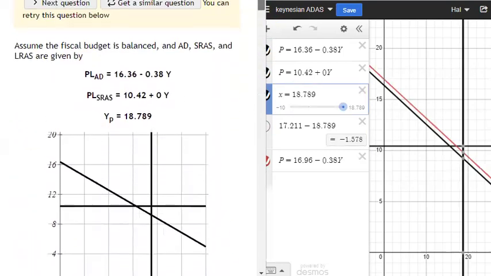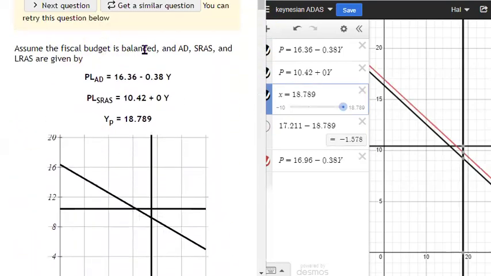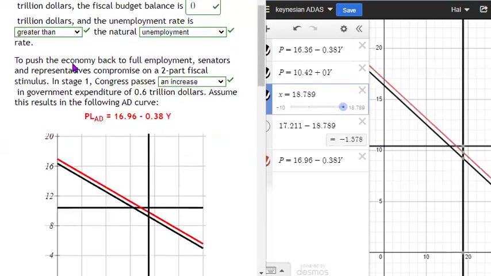Now, initially, there was no fiscal budget deficit, right? The taxes that government collects equaled its expenditures, right? But now we have what?